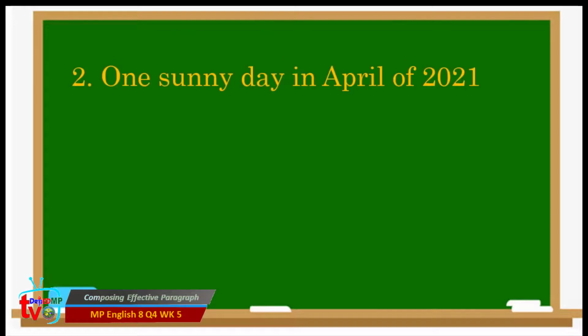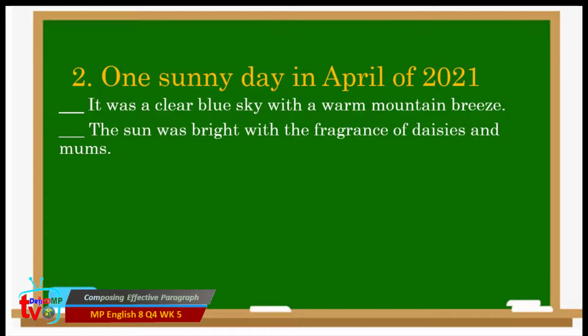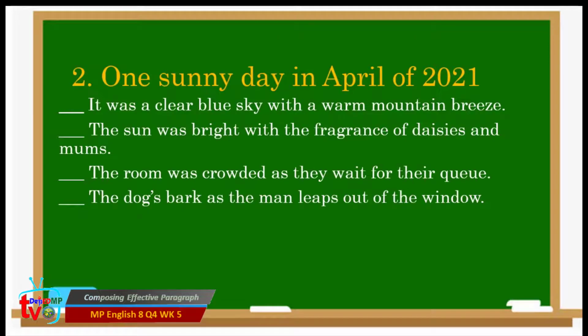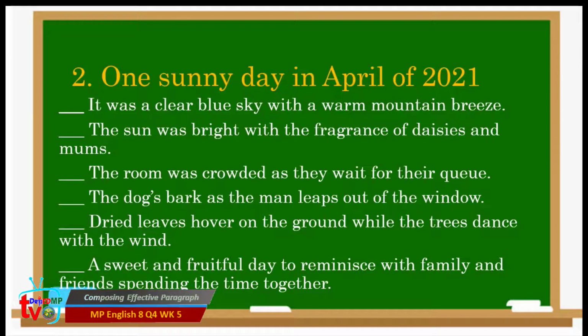Number 2. One sunny day in April of 2021. It was a clear blue sky with a warm mountain breeze. The sun was bright with the fragrance of daisies and mums. The room was crowded as they wait for their baby. The dogs bark as the man leaps out of the window. Dried leaves hover on the ground while the trees dance with the wind. A sweet and fruitful day to reminisce with family and friends spending the time together.